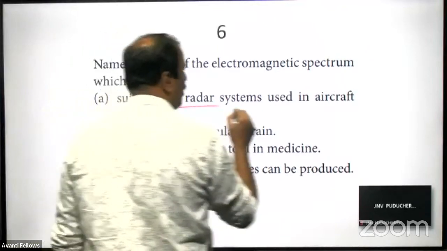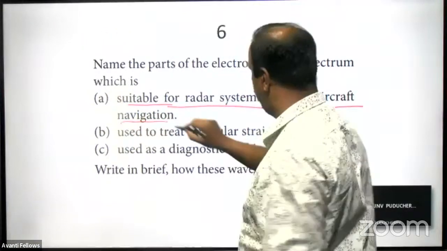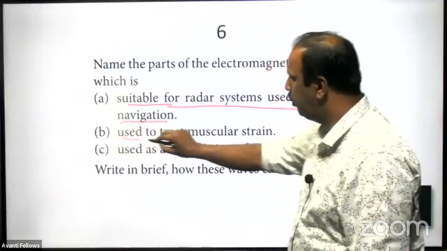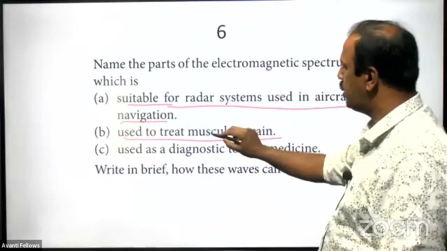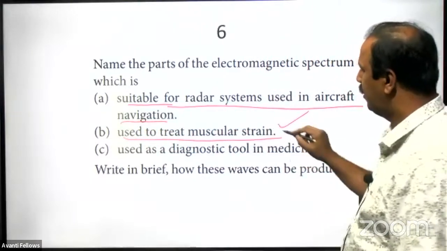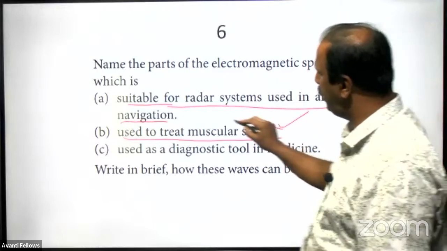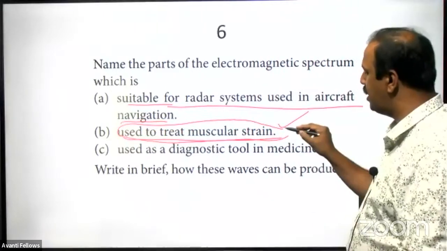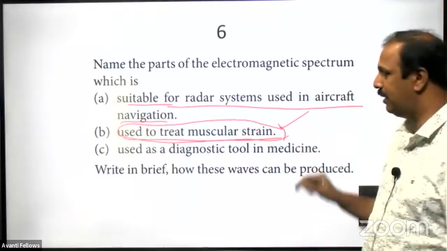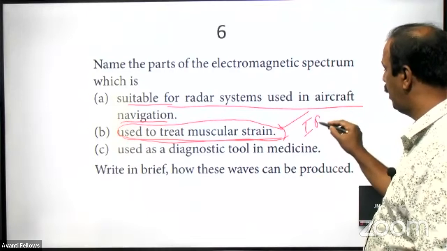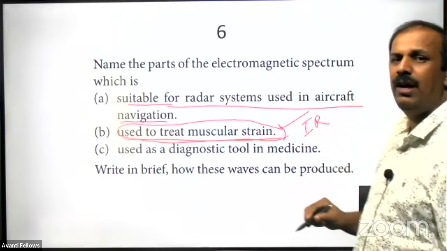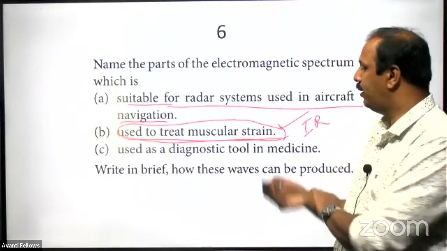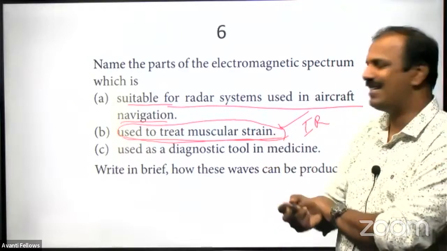That's why radar system is used in aircraft navigation. The second one is used to treat muscular strain. With another word, we explained this one. This is in physiotherapy. That is infrared. IR is used for muscle treatment. So that is for physiotherapy, for relaxing the muscle and all.